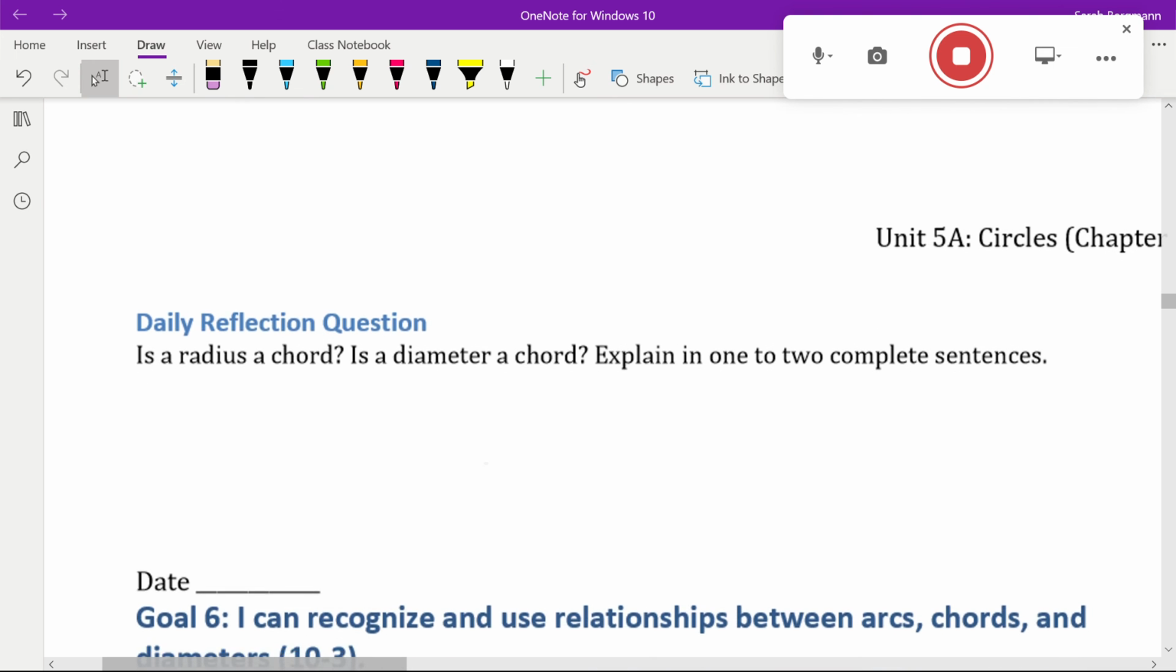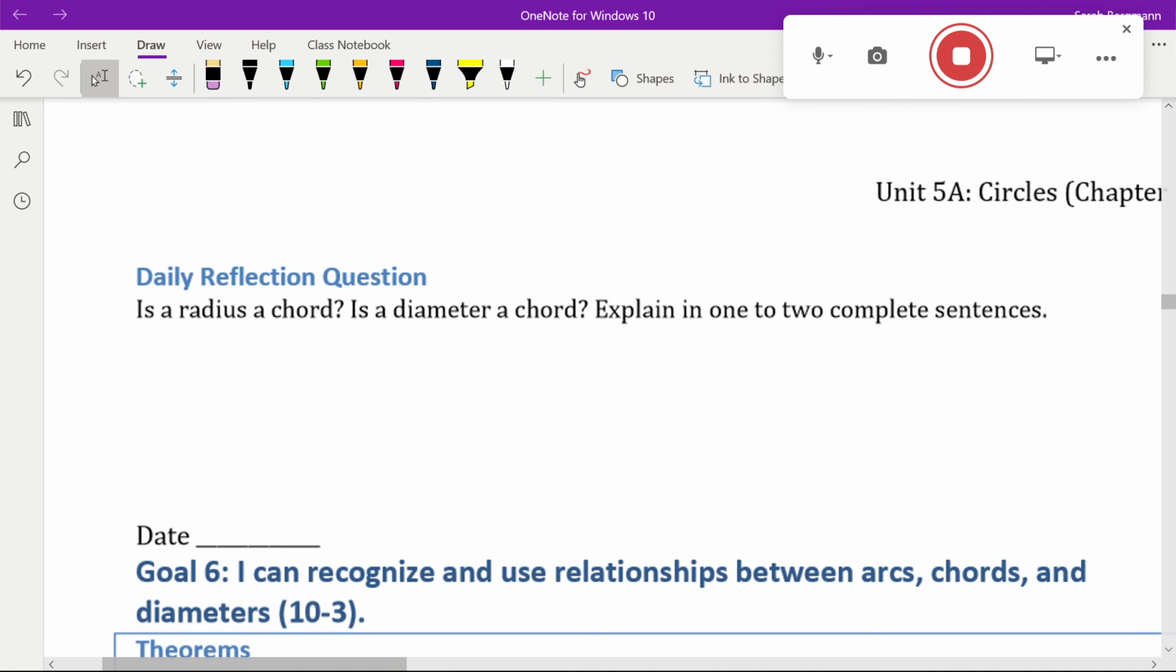Tomorrow, we are going to be talking about recognizing and using the relationships between arcs, chords, and diameters. So come back tomorrow to learn about how arcs and chords also relate to diameters.